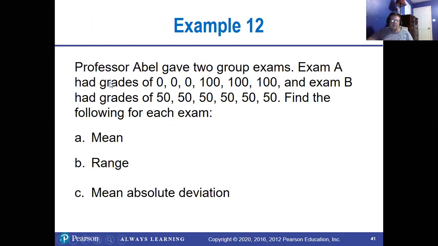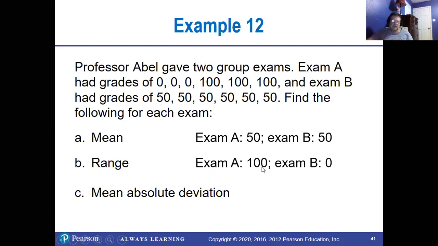So here are exam A scores: horrible, horrible, horrible, great, great, great. And at exam B, everybody got 50. This shows you how different statistics work. The mean of exam A is 50. The average of exam B was also 50. Same thing. The range, highest to lowest, for A is 100, and for B it's 0. So it doesn't tell you anything.